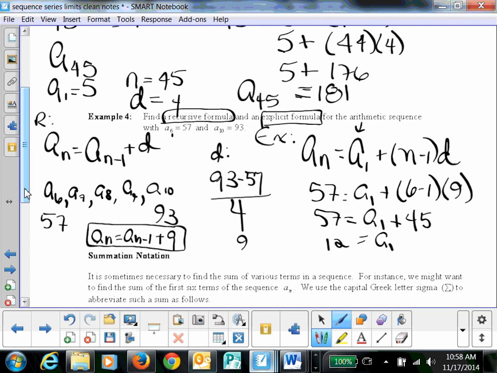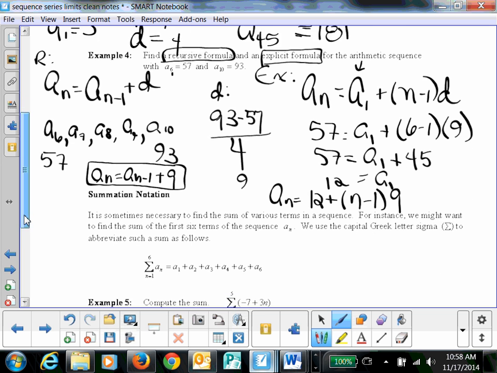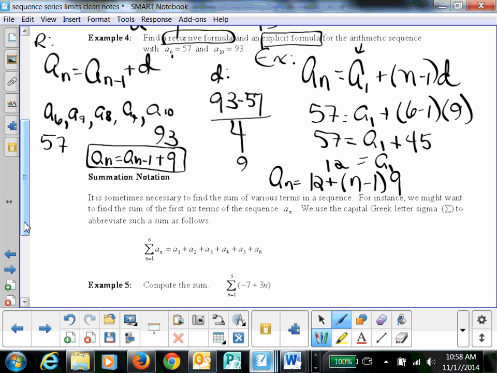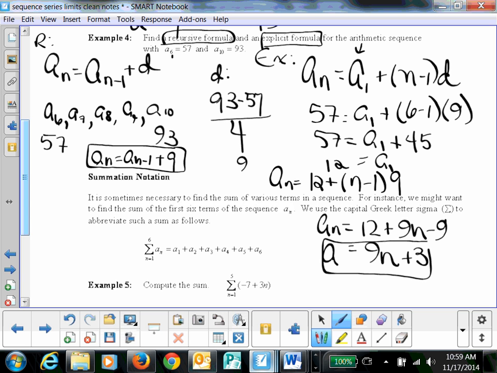Did I have to use 57? Could I use 93? And then what would my n have been? Exactly. So that means a sub n is equal to 12 plus n minus 1 times 9. Am I done? Got to simplify it. That's like substituting it in, but if you go back and look at the previous examples, I said let's work this out and simplify it in simplest format. So we distribute the 9, yes? And so a sub n is equal to 12 plus 9n minus 9. So a sub n is equal to 9n plus 3. That is my explicit formula.